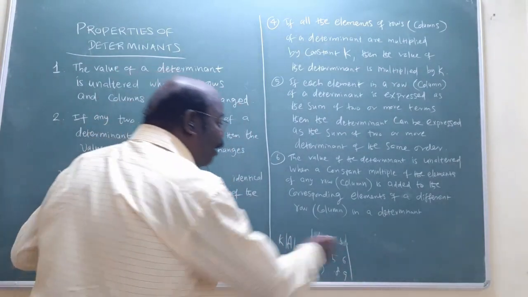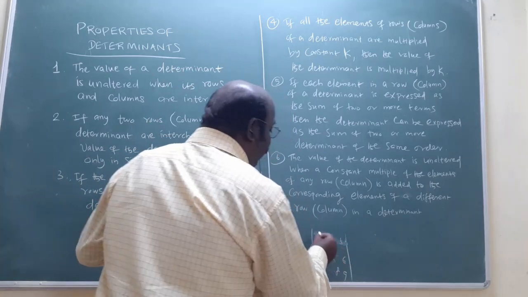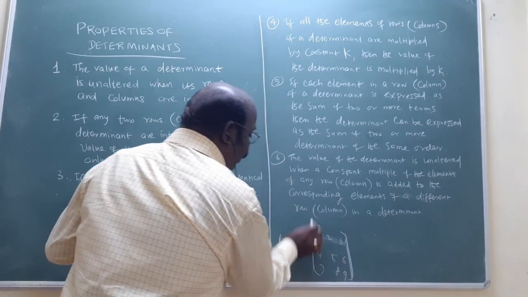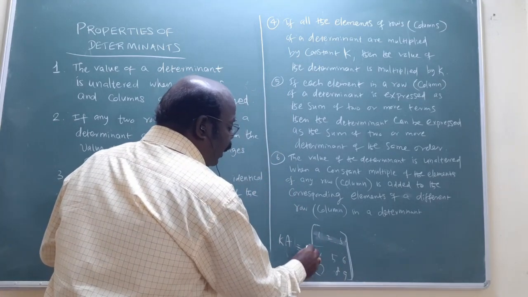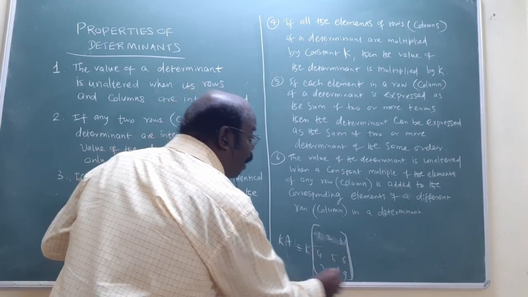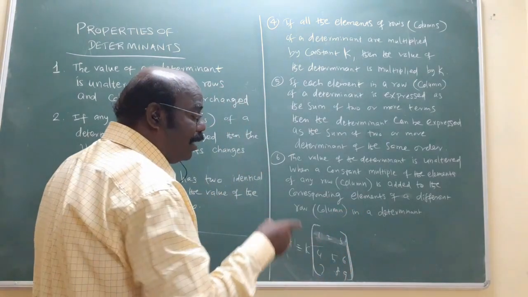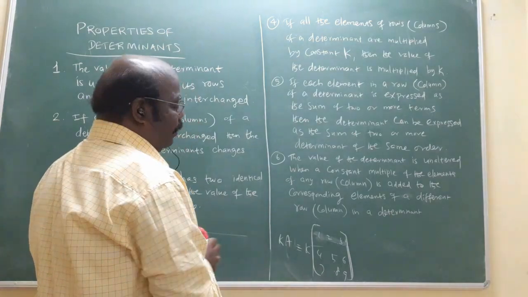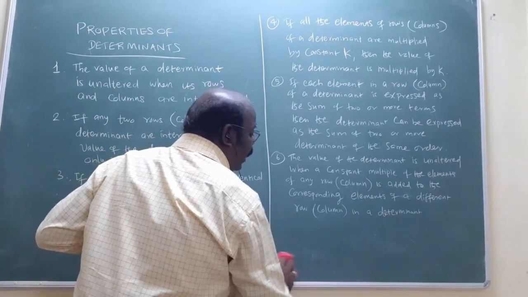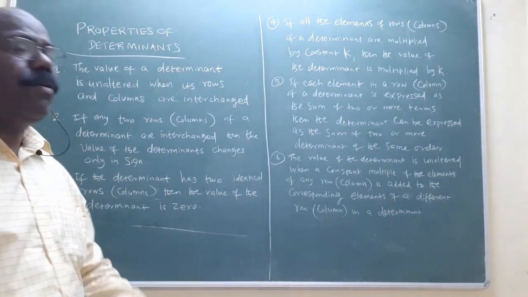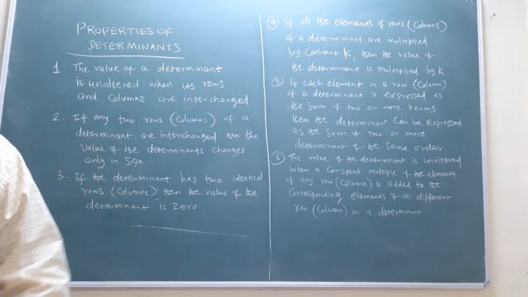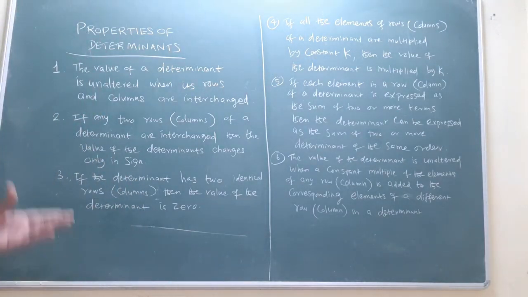That's important. Not all. Suppose it is a matrix, meaning this bracket, then k multiplies all elements. That is called a matrix. But for a determinant, k is multiplied by only any one of the rows or any one of the columns. It depends upon the question actually. Sometimes you want to multiply any one of the rows or any one of the columns.